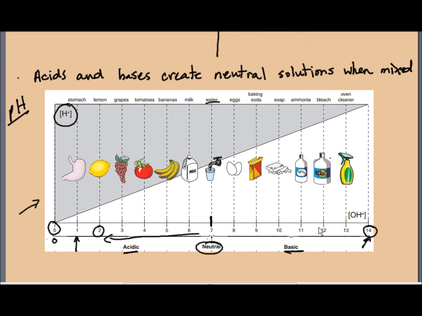If we go over and look at the other side, we've got some different items. So we've got soap, we've got bleach, we've got a few different regular household items that are basic, meaning that OH minus ions get released in solution. So if it's higher than 7, it's basic. If it's lower than 7, it's acidic. And again, this is a very helpful piece of information you get to have with you on the exam.